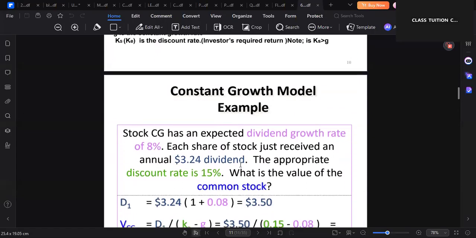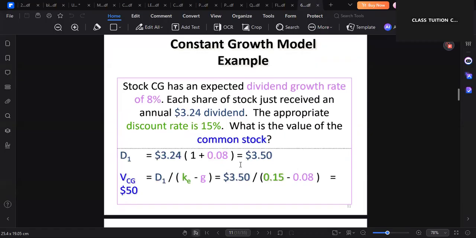So when you hear in word form that a company just declared or just received the dividend, just know that is D0. So common stock with constant growth has experienced dividend growth of 8%. So here our G is what? 8%. Each share has just received an annual dividend of 3.24, and the appropriate discount rate is 15%. What's the value of stock? So what are we given in here? Our growth, G, which is 8%, our D0, which is what? 3.24, and our K, which is 15%.